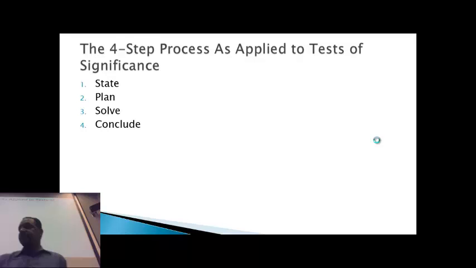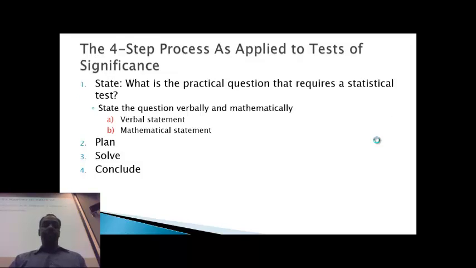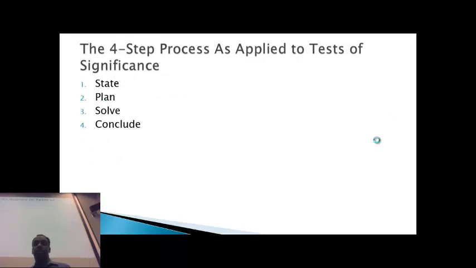What's the process, if you will? You have a handout there, I think embedded within the notes, that covers the so-called 4-step process. You want to state your situation: what are you trying to test? You want to develop a plan for it. You want to solve it and make a conclusion. So those are the big 4: state, plan, solve, conclude. They're back again in this chapter.